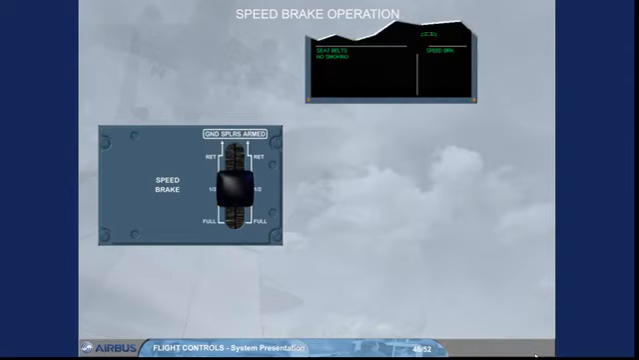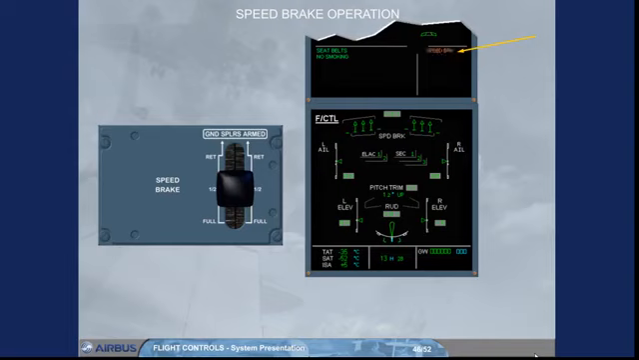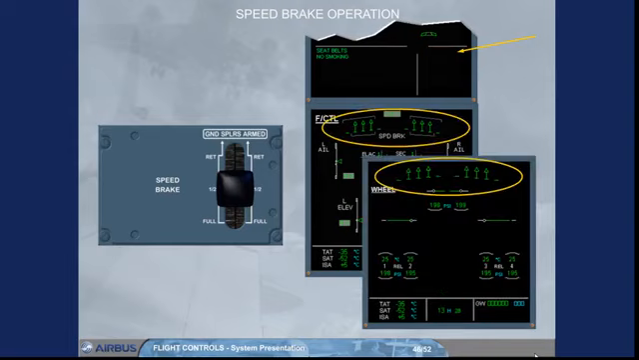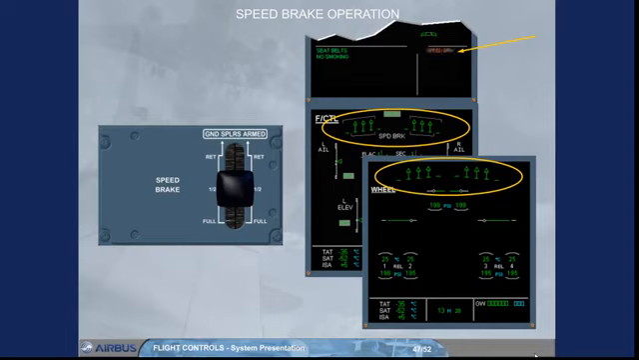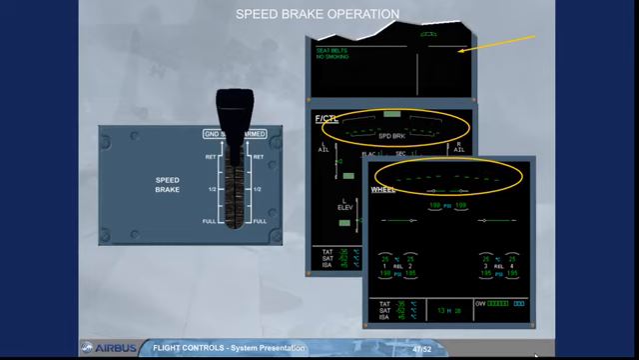Each time the speed brake surfaces are extended, a speed brake memo is displayed in green when both engines are at idle thrust, and in flashing amber when at least one engine is above idle thrust for more than 50 seconds. Also, the speed brakes are shown on the ECAM flight control page and on the wheel page if they have been selected. When the speed brake surfaces are retracted, all speed brake indications are removed.